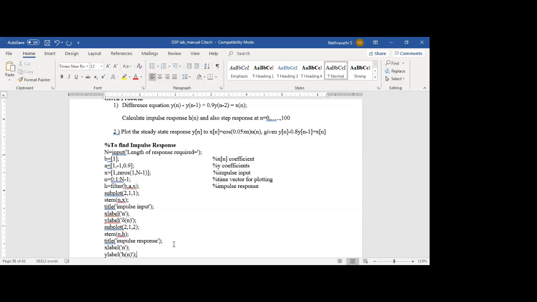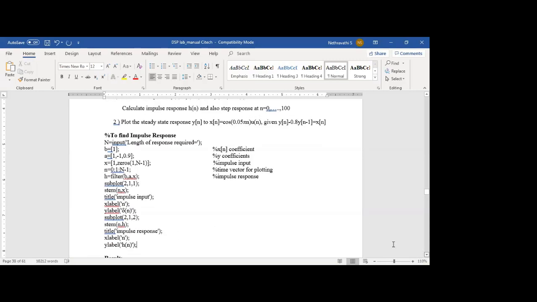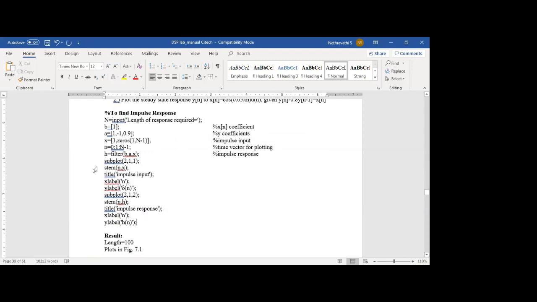So what is my B here? B is nothing but my input sequence, the x of n coefficient values. The A sequence is my output coefficients values. X is nothing but the samples, whether it is an infinite impulse response or a finite response. And of course my X value will be the same as your input value. The remaining thing I'm trying to do here is plotting.